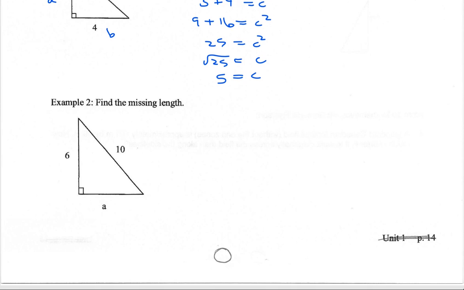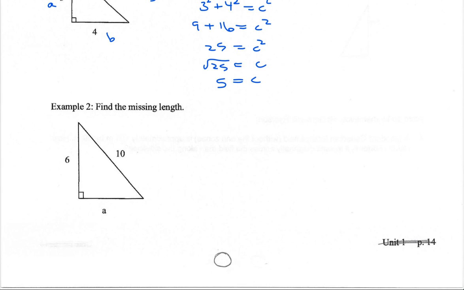Let's do another one. Look here, we're missing the shorter side. So it's already called A, so I'll call this one B. So A squared plus B squared equals C squared. Now little a we don't know, but B is 6, and C is 10, so we have A squared plus 6 squared equals 10 squared. So we have A squared plus 36 equals 100.